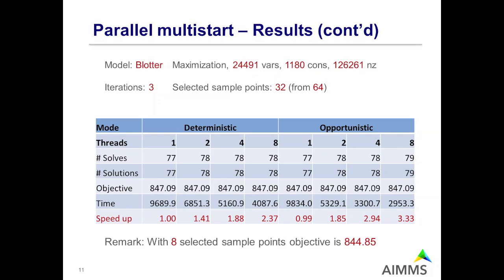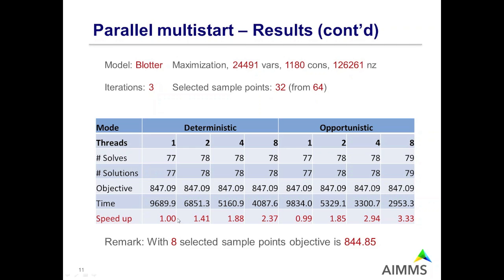Okay, and the final result is for this model called Plotter, which is a quite large model with more than 100,000 non-zeros. In this case, we use 3 iterations and 32 sample points, and now you see that the time used is very large because it's a quite difficult problem. So 3 times 32, at most 96 solves could be started, but we see that about 20% of those points do not start a solve.